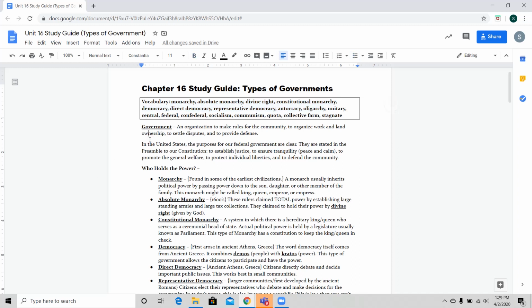Let's quickly go over the government. A government is just an organization that makes rules for the community. These are used to organize work, land ownership, settle disputes, and provide defense. We've already gone over in this class the specific purpose of our own government, stated in our preamble. The purpose is to establish justice, ensure domestic tranquility, promote the general welfare, promote individual liberties, and defend the community.